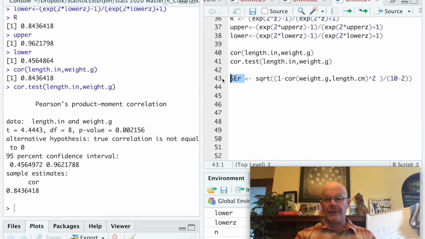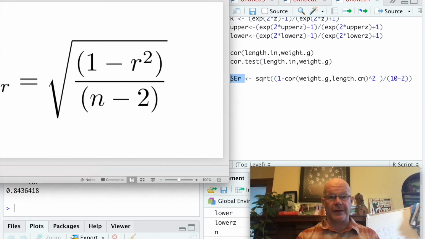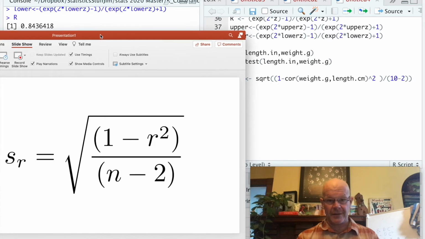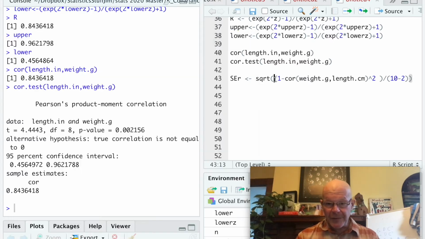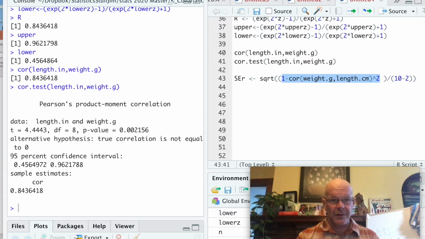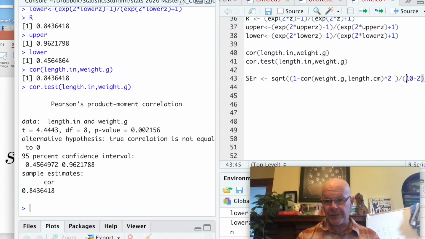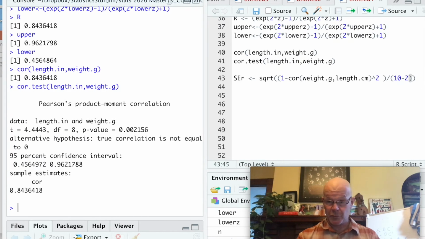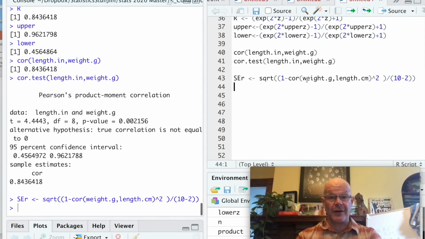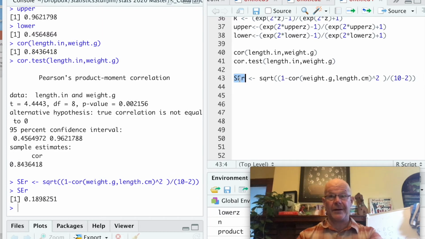And so here I have the standard error of r. Again, I'm calculating that using this formula right here. So here's the big square root, and then in these parentheses I have 1 minus the correlation squared. That is the numerator, divided by the denominator, which is 10 minus 2. Okay, so that's going to give me my standard error around r. And there it is, feeling good.